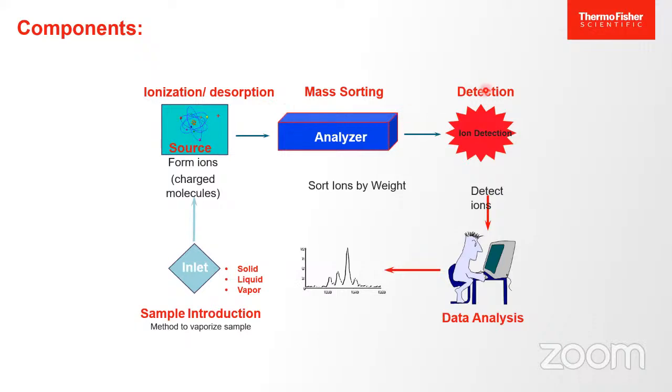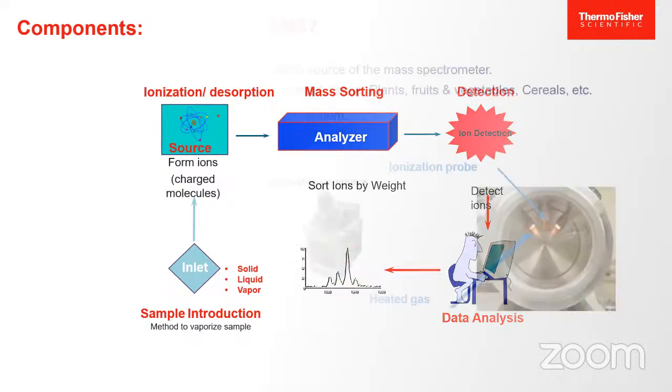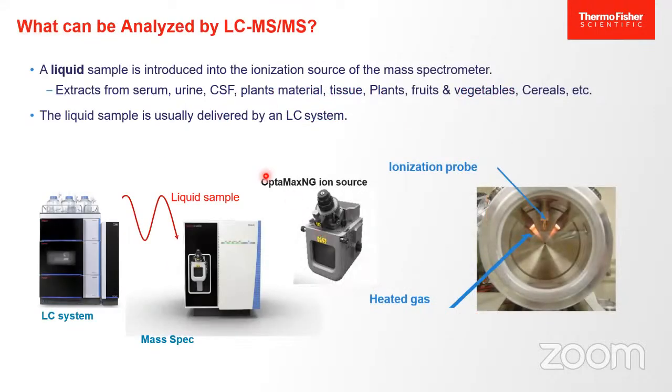Now after that, it comes to the analyzer. The analyzer separates or sorts the ions basis their mass by charge ratio. Then there is a detector which detects the signal, and then there is software which has an algorithm to deconvolute that signal into the spectra. And from this spectra, we deduce the required information. Now, that was a basic schematic.